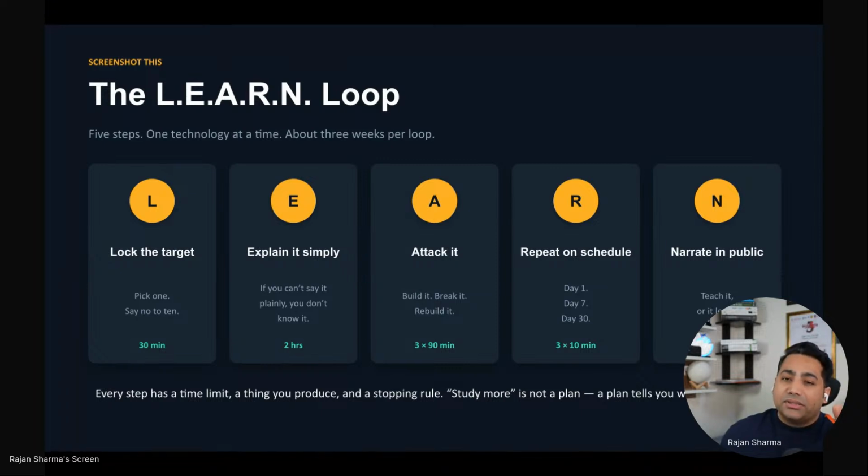So I built a process for myself that I'm going to share with you. I call it the learn loop. If you want, you can take a screenshot of it. Otherwise, I'm going to release everything, so it's going to be available on YouTube as well. There are 5 steps in total, with one loop. You run it one technology at a time, 3 weeks per loop, right? That's what we are going to explain here.